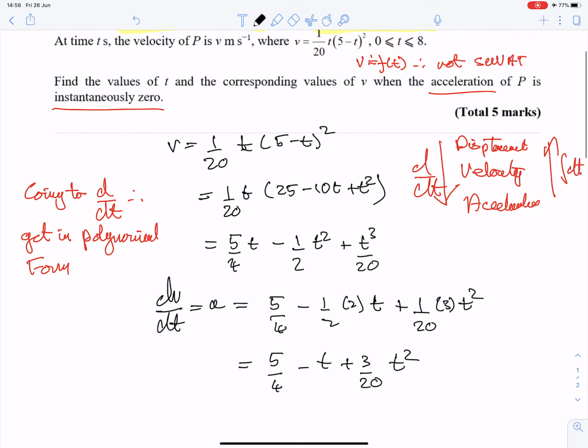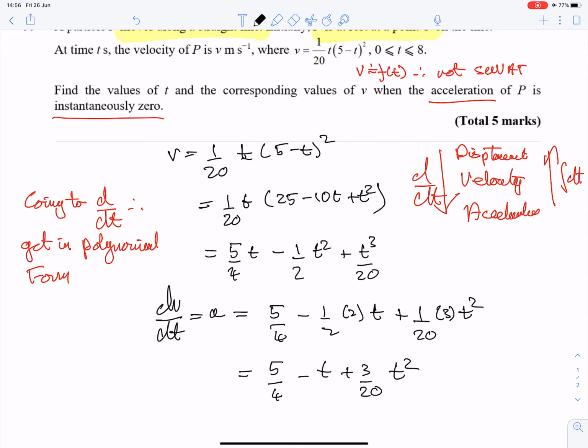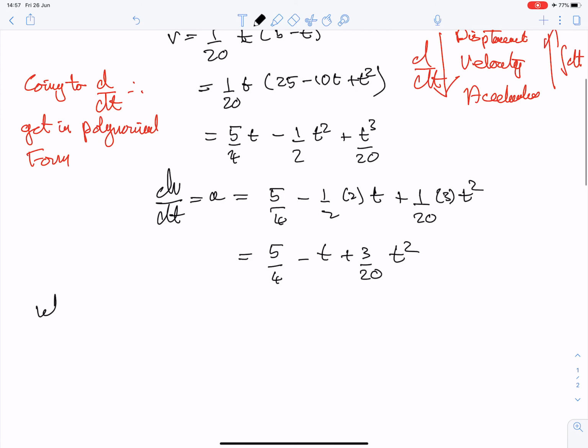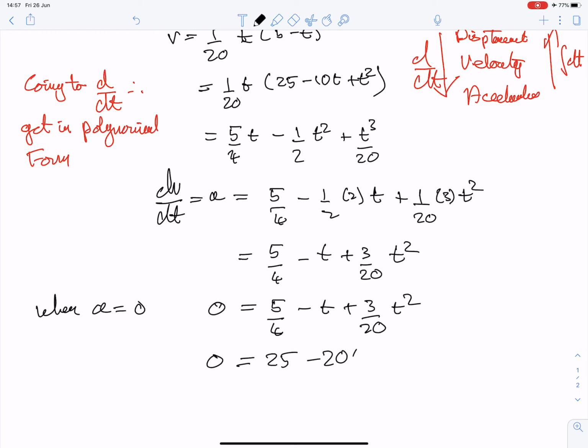Okay, now what are we asked? Let's check. Find the values of t and the corresponding values of v when the acceleration of P is instantaneously 0. So we want a equal to 0. When a equals 0, 0 equals 5 over 4 minus t plus 3 over 20 t squared. Well, I think the best thing to do here is multiply through by 20, and we'll get 0 equals 25 minus 20t plus 3t squared.